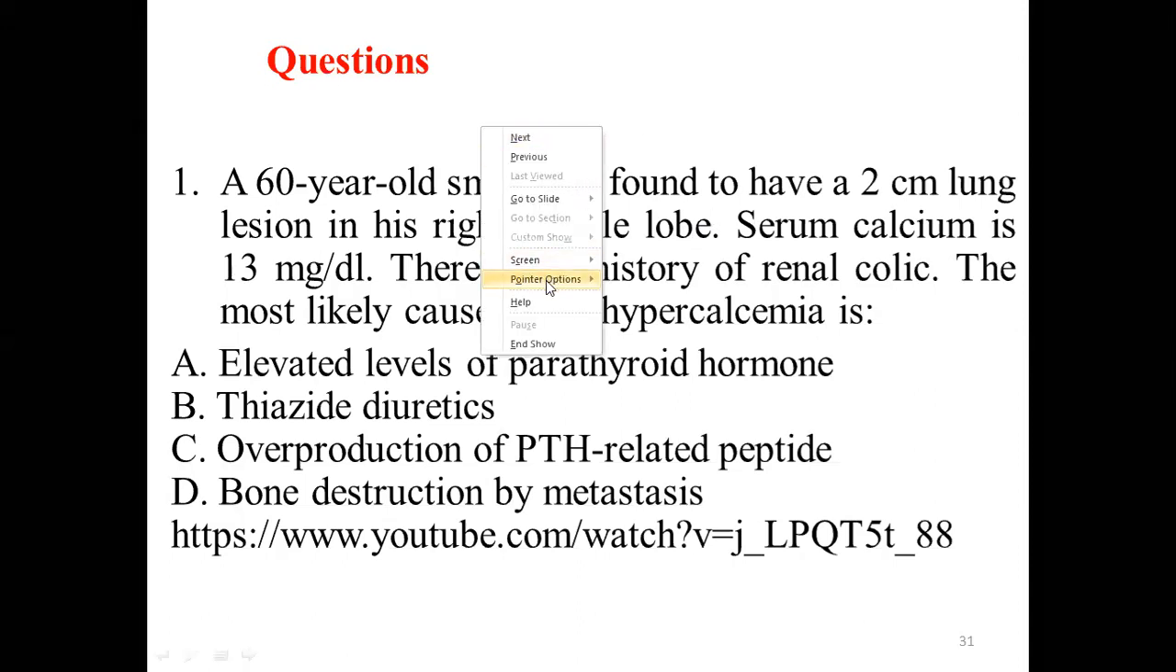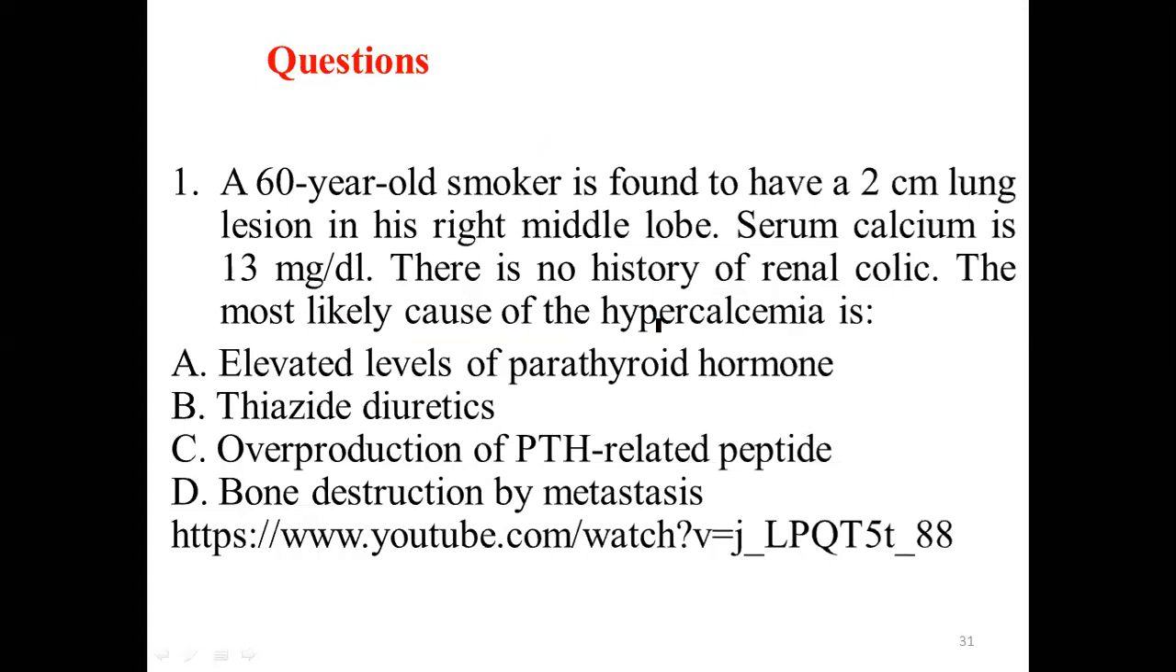So what is your opinion? Now I am expecting your active participation, because this is just a summary of what we have discussed. So what will be the most likely cause? The calcium level is very high because the upper limit is 10.5 milligram per deciliter. There is no history of renal problem, which is good, so we just ruled out the renal causes. And the most likely cause of hypercalcemia in this patient is what?